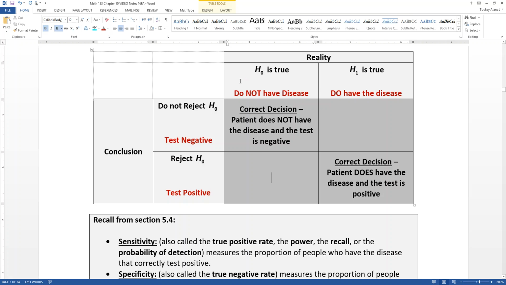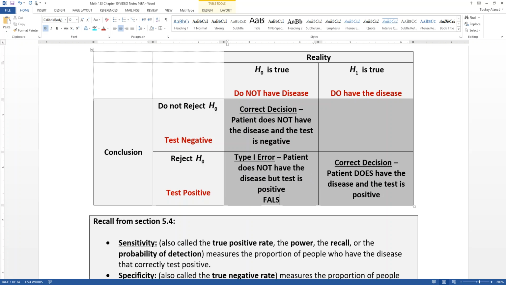It is possible that you do not have the disease, but the test tells you that you do. This is a type 1 error. So this would be patient does not have the disease, but the test comes back positive. But test is positive. This is a false positive. Right? So a type 1 error is a false positive in medicine. It means that you were not sick with this rare disease or whatever, but the test came back and told you that you were.